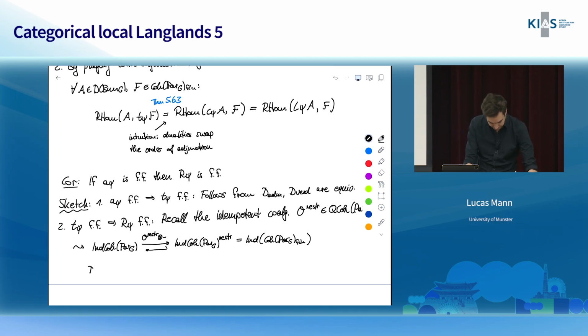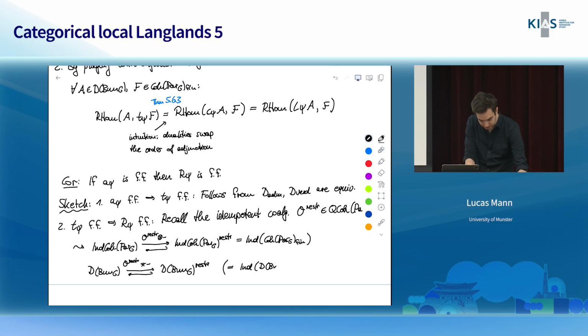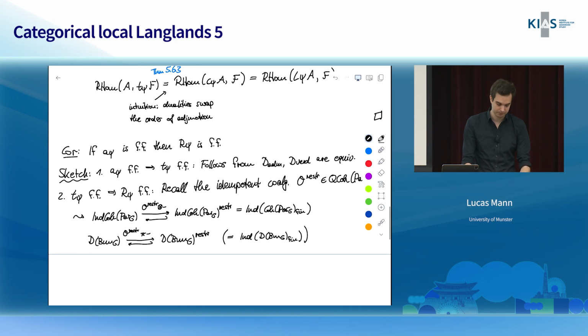And then I can do the same on the other side. I have D of Bun G. So I can act by this O restricted, now by the spectral action, and this will get me into something which we call D of Bun G restricted. So this is again a full subcategory, and I'll put this in brackets here. You can also check that this is the Ind category of finite sheaves on Bun G. So finite is ULA plus compact. Okay, so you can check this by hand, but I don't really need this, so that's why I put it in brackets.